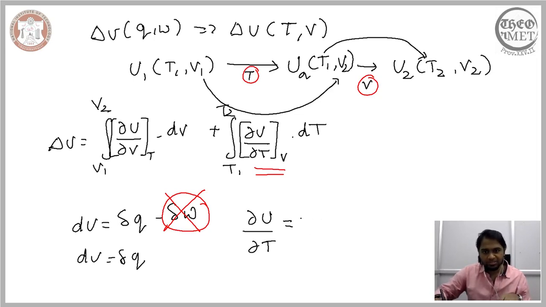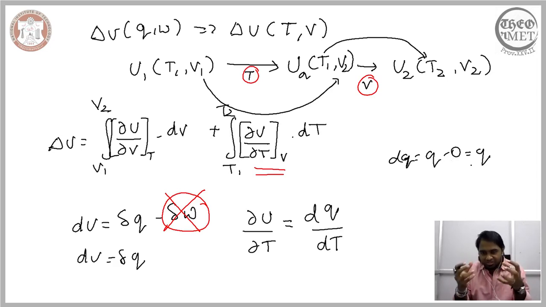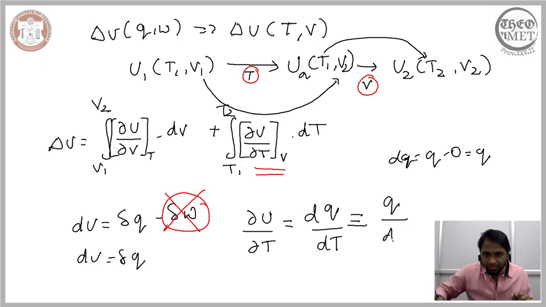The more accurate way is to write it with d, but since heat transfer starts from 0, if you introduce a specific amount of heat, say q, essentially you are considering q minus 0, so dq is nothing but q. The initial state is that there is no heat involved, and the final state is q, so dq is nothing but q, and what you end up having is q by dT.